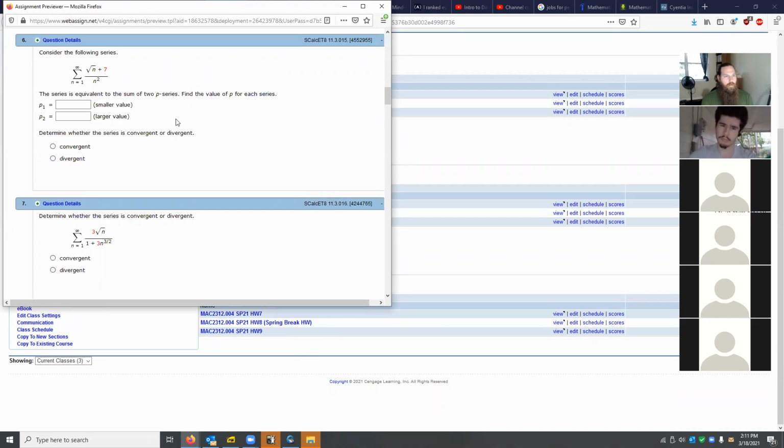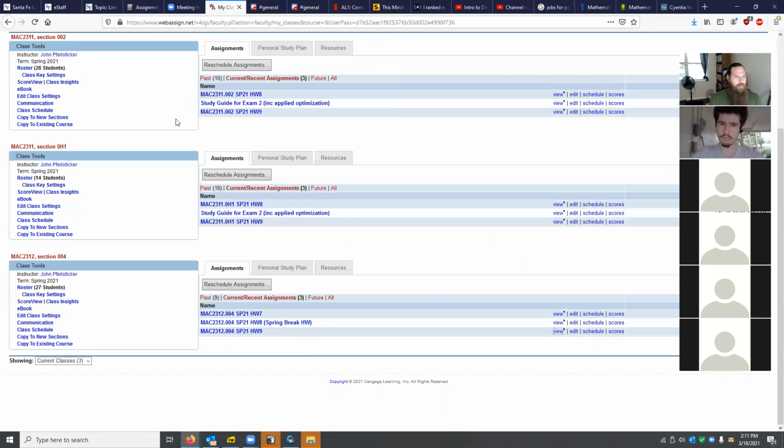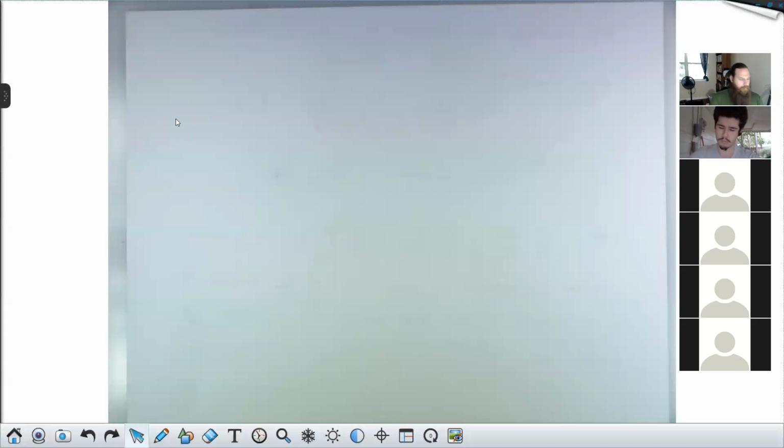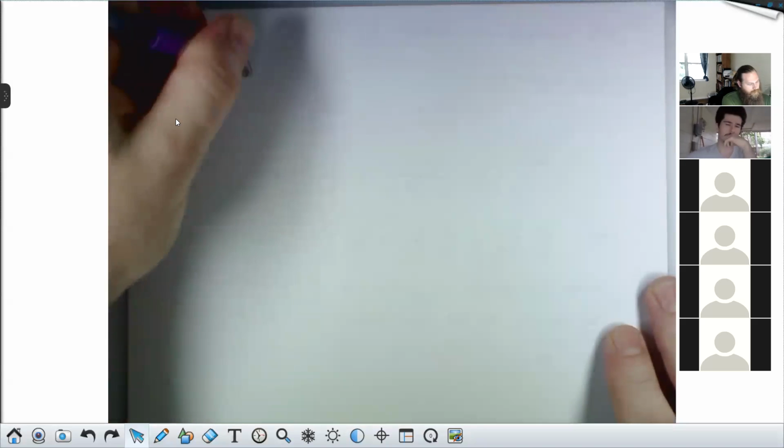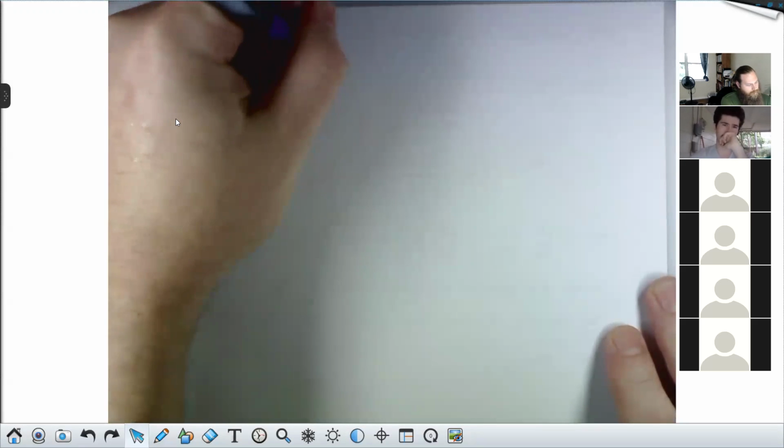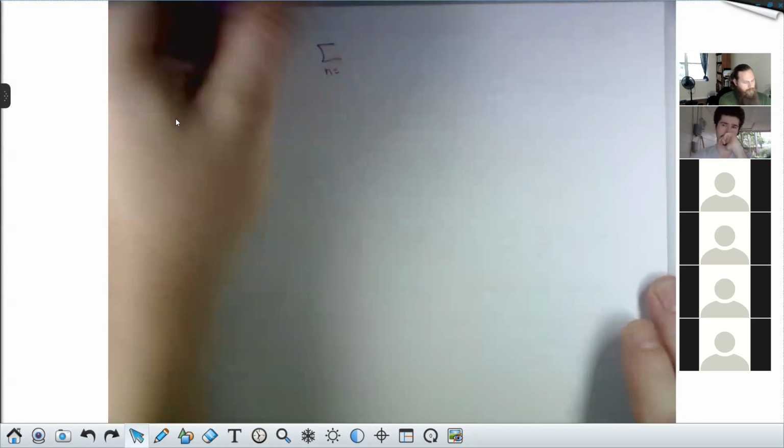Yeah, this is fun. We did something similar to this in class the other day. What we want to do is investigate the convergence of the sum, starting at 1.